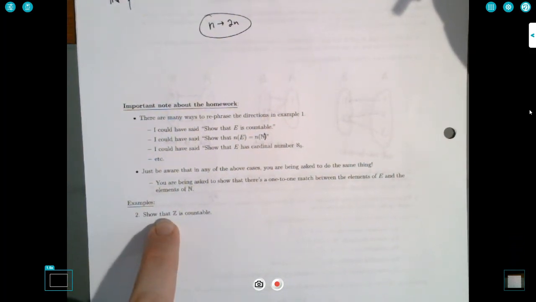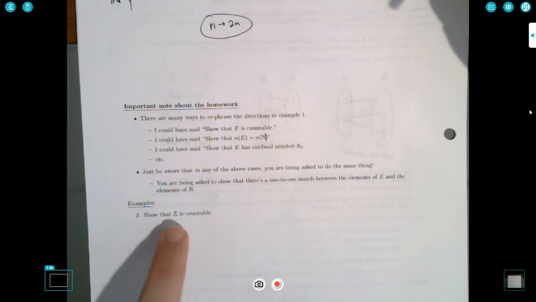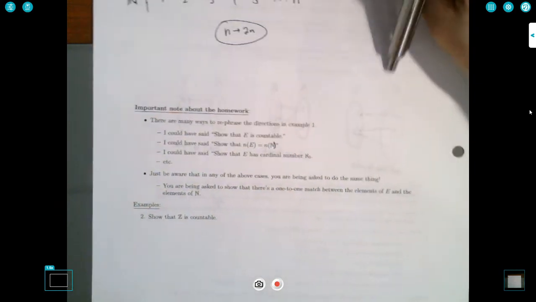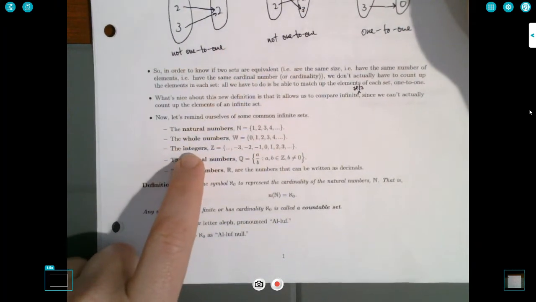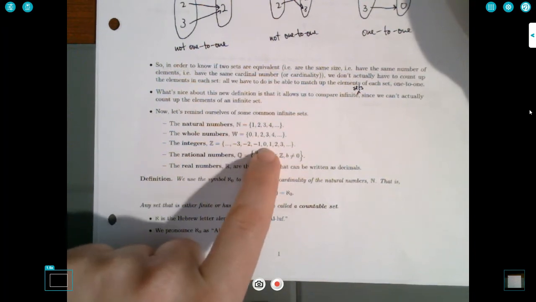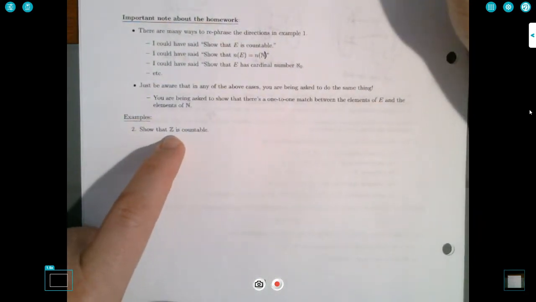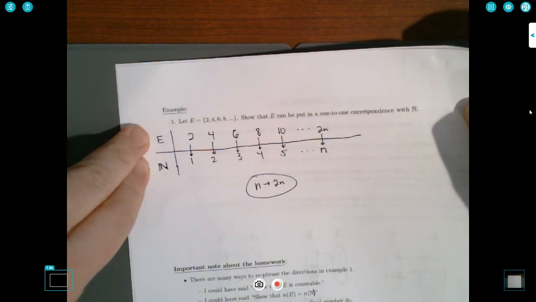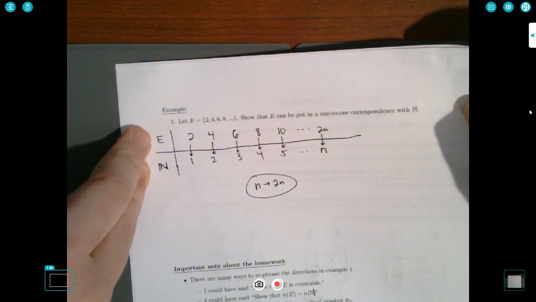So for example, in number 2 it says, show that Z is countable. What is Z? Z is the integers, right? That's the positive and negative whole numbers with 0 thrown into the mix. And our task here in example 2 is to show that Z is countable. Well, what does that mean? It means that we can put Z into a one-to-one correspondence with N.